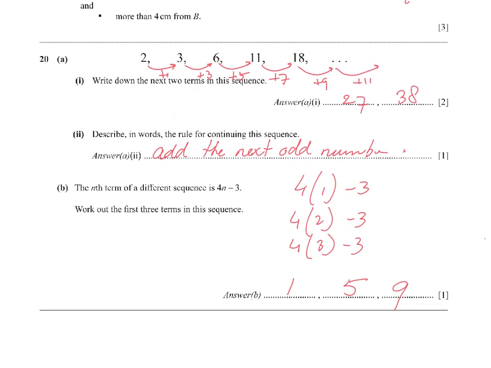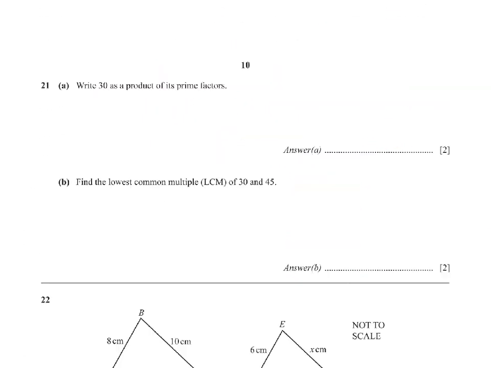Let's go to the next page and see what they're asking us there. Okay, we have to write 30 as a product of its prime factors. Several ways to approach this. What I always like to do is to divide it by the lowest prime, so 2, and then I get 15 there, because 2 is the lowest prime number and also the only even prime number.